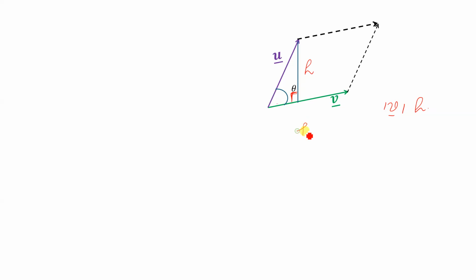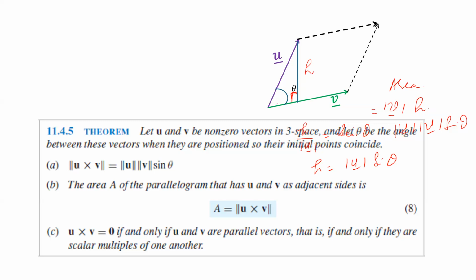Then h, by using trigonometric ratios, h over u magnitude is equal to sine theta, right? So h becomes u magnitude times sine theta. So let's substitute this value. The area of this parallelogram is equal to u magnitude times v magnitude times sine theta. And this is actually the magnitude of u cross v. So we have a result.